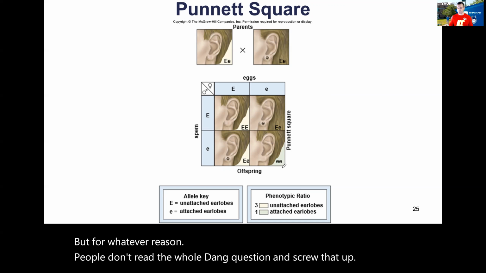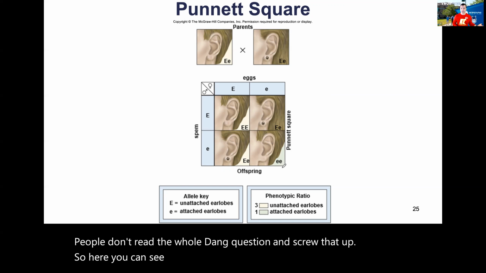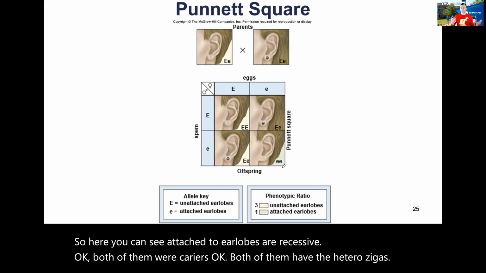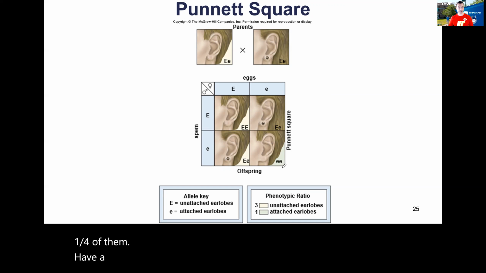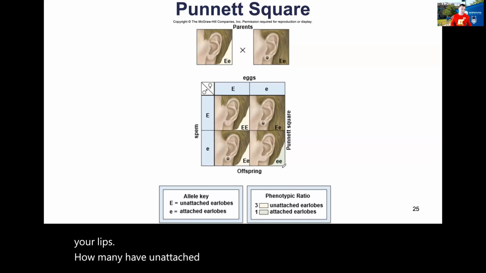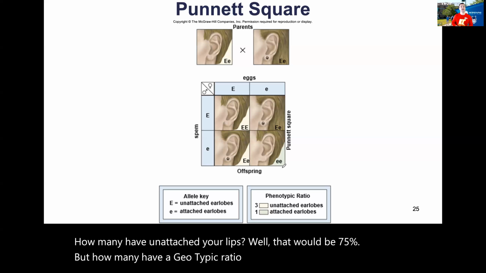So here you can see attached earlobes are recessive. Both of them were carriers, both heterozygous. 1/4 of them have a genotype of little e, little e. 1/4, or 25%, have a phenotype of having attached earlobes. How many have unattached earlobes? Well, that would be 75%. But how many have a genotype of heterozygous with unattached earlobes? That would be 50%, big E, little e.